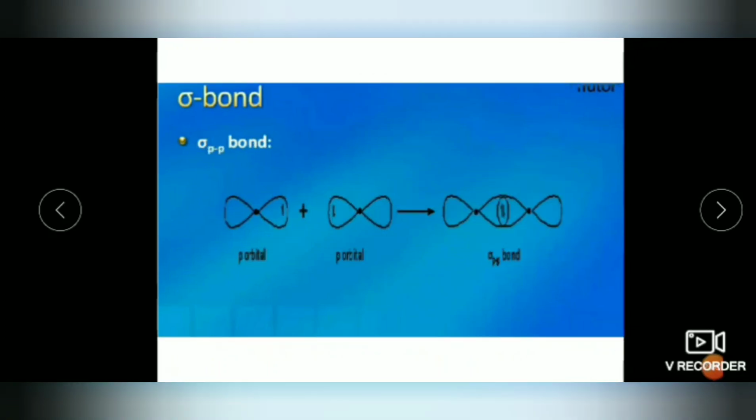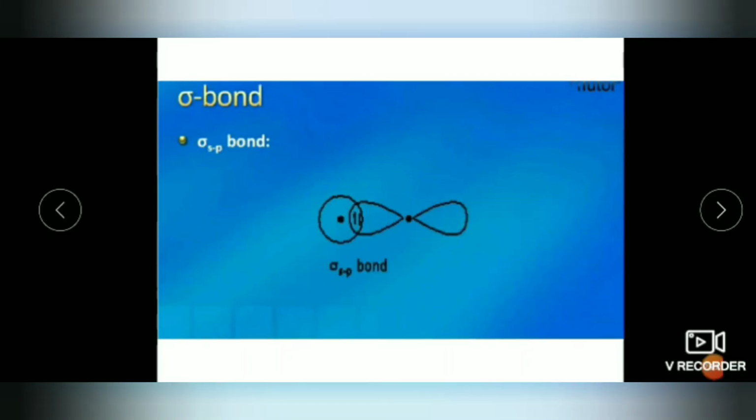Next, sigma pp overlapping. Sigma means head-on overlapping, lateral overlapping or linear overlapping. It is a dumbbell-shaped p orbital containing a single electron, with a plus lobe and a negative lobe. The bond formation takes place between the two p orbitals in an overlap, and we call it a sigma pp bond.